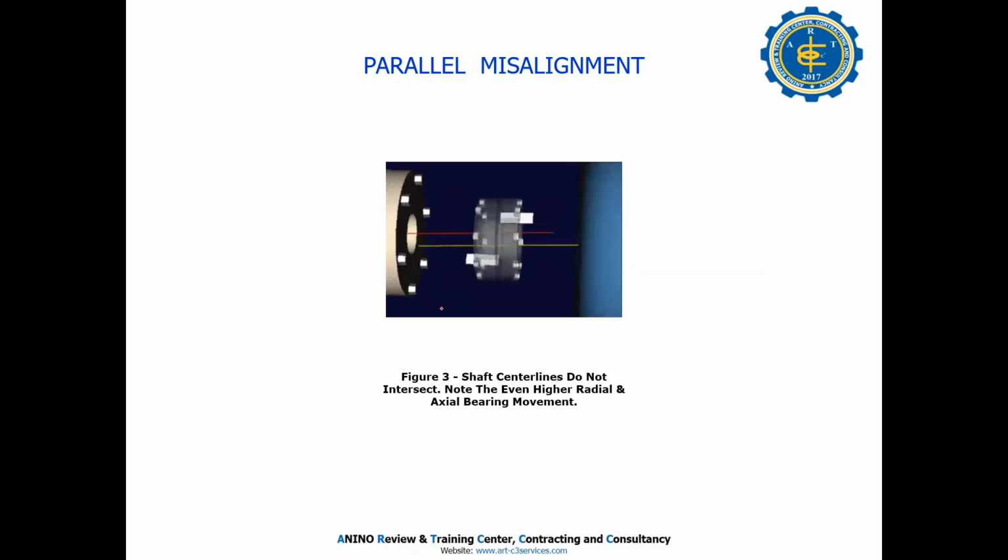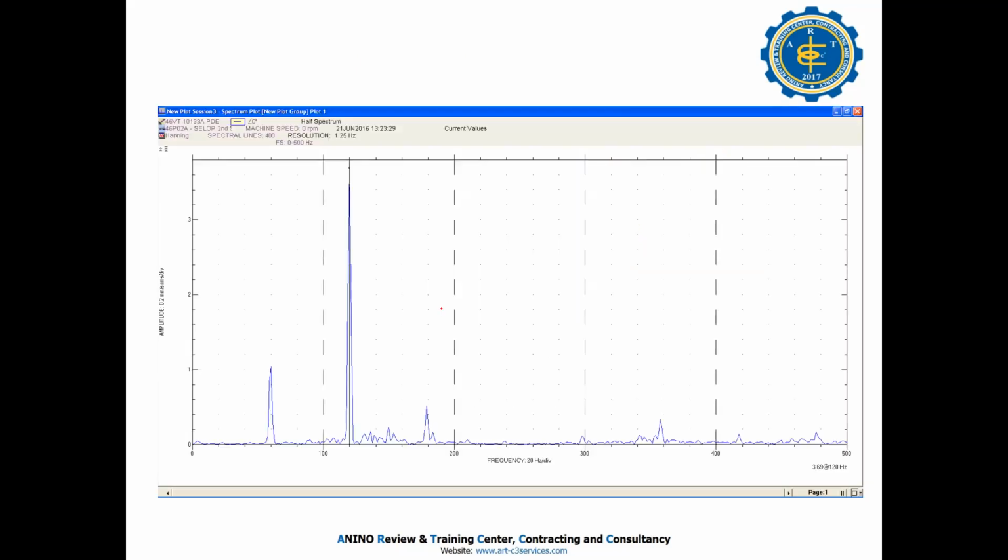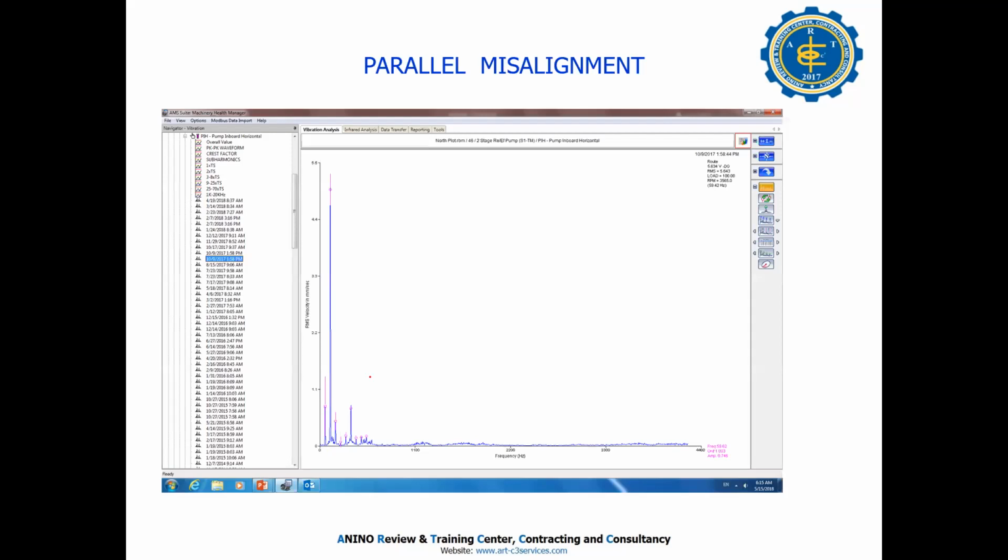So shaft center lines do not intersect. Note the high radial and axial bearing vibration. So this is the spectrum, high 2X. I have this spectrum. The 2X is high, see? This is 1X, this is 2X, very high. So parallel misalignment is when I see this 1X and then 2X high, then it is misaligned directly.